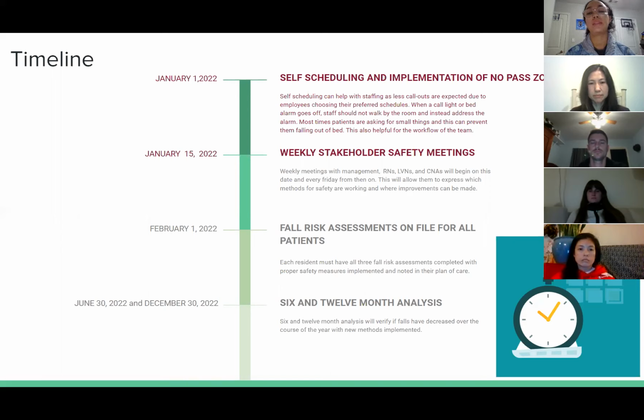By January 15th, there should be weekly stakeholder safety meetings, continuing every Friday, just to get input from all the stakeholders and see what can be improved upon. By February 1st, we want to have fall risk assessments on file for every patient. Incoming patients as well as current patients must have every fall risk assessment on file. And June 30th and December 30th would be the 6 and 12-month analysis, just to find out if what we're doing is working.